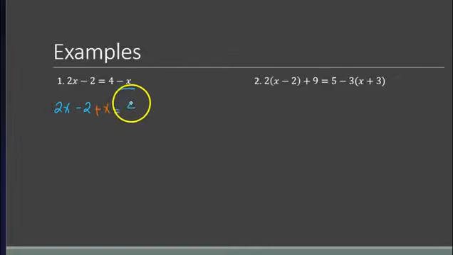So why are we doing this? This is the addition property of equality. Or in short, APE, addition property of equality. Okay, so addition property of equality. So why did I add x to both sides?